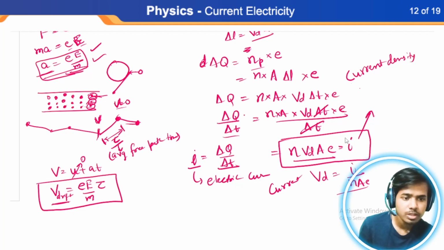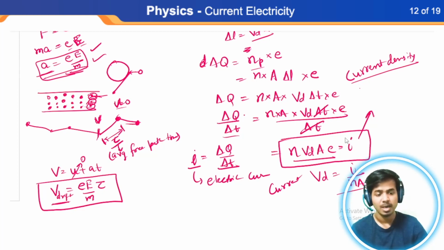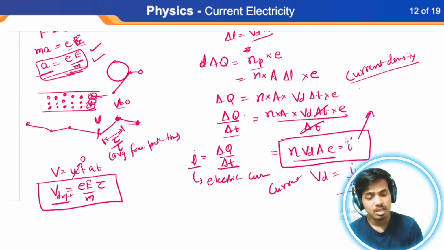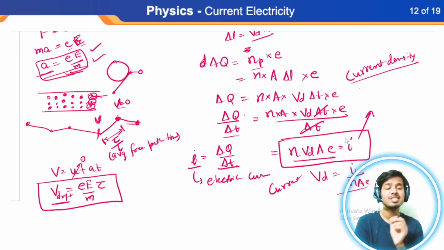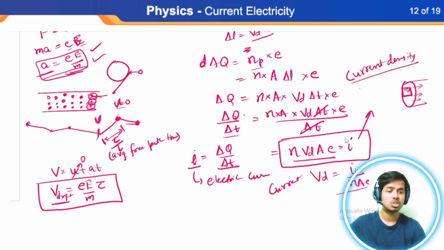First of all, what do you understand by the term density? Density means it has been normalized with some parameter, right? For example, mass density is mass per unit volume. Population density is population per unit area. In a similar manner, this density has been defined with respect to area. It means if there is a surface area through which some current is passing, then in 1 meter square of this area, how much current is passing? That is the definition of current density.